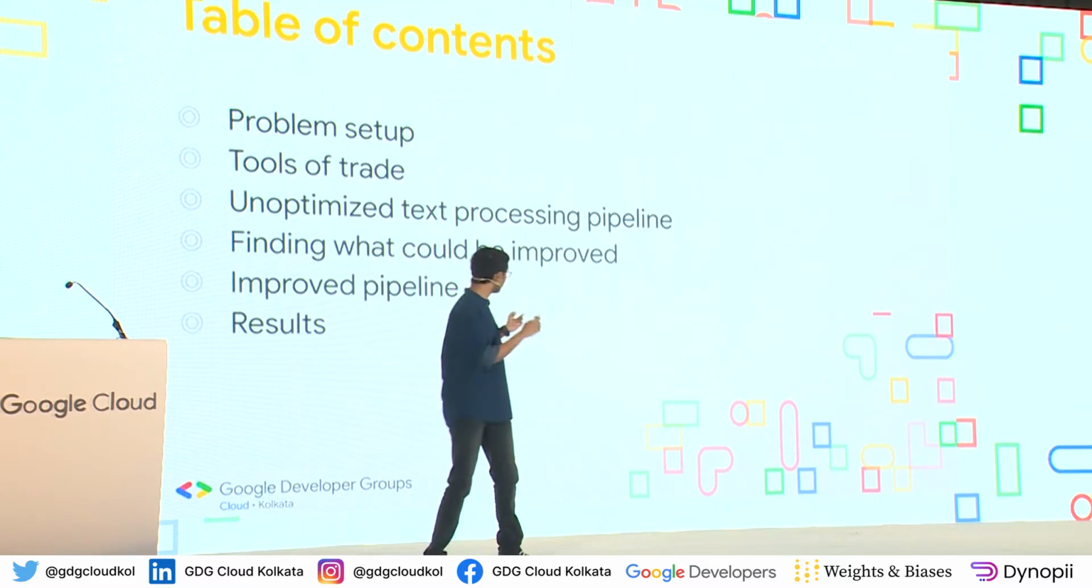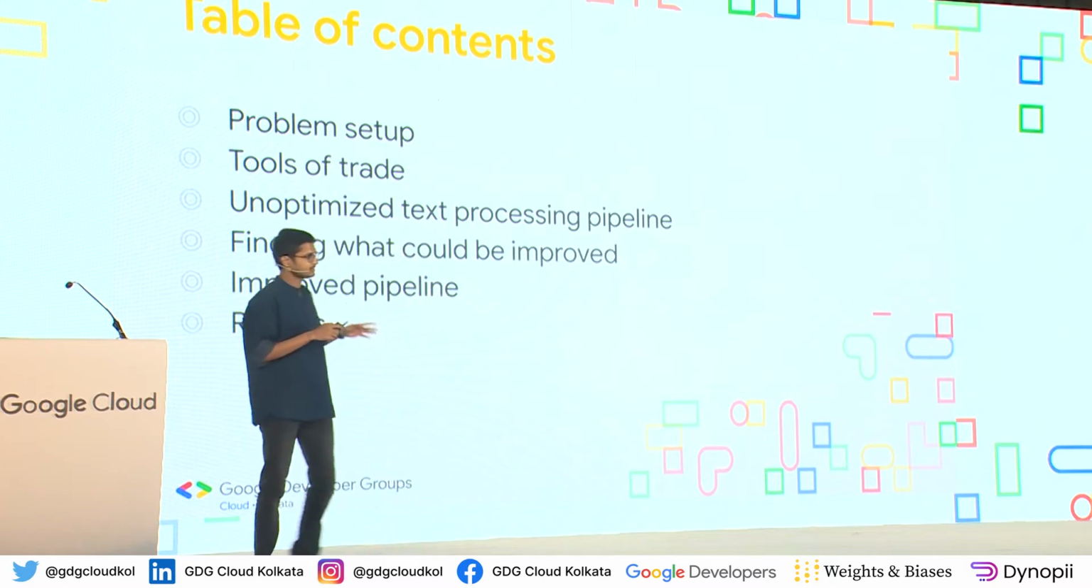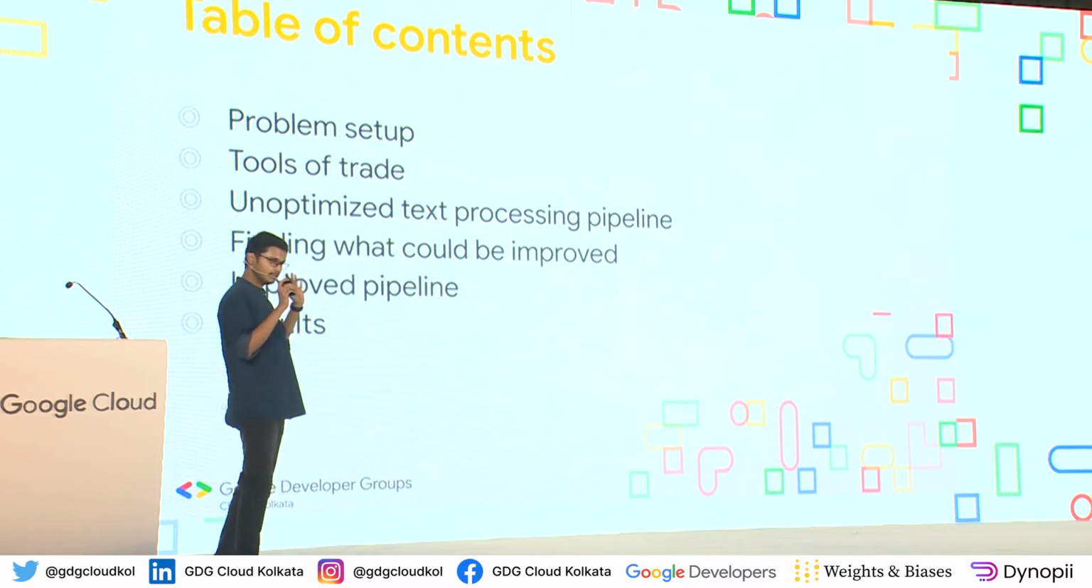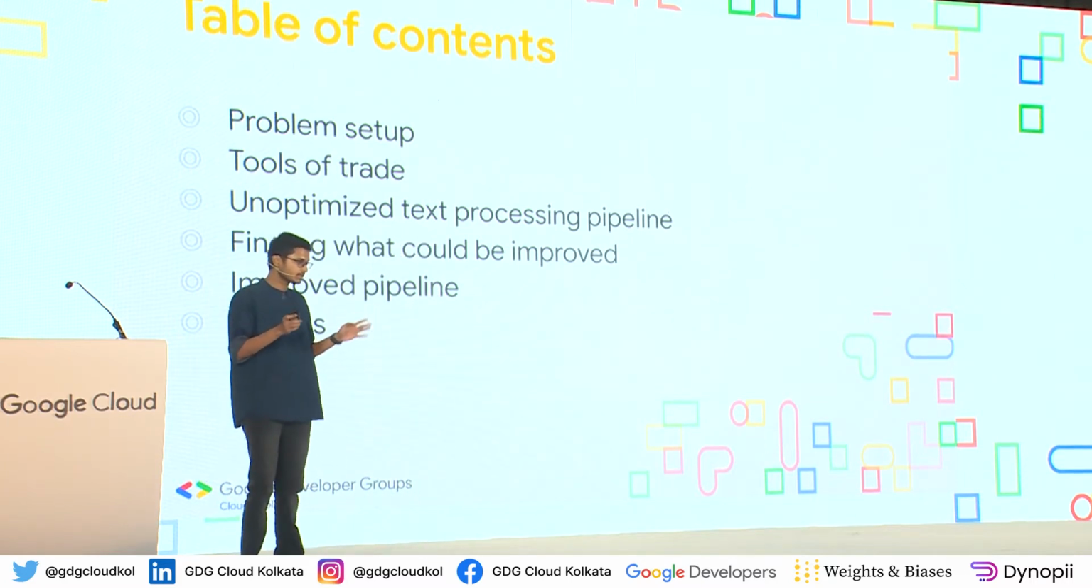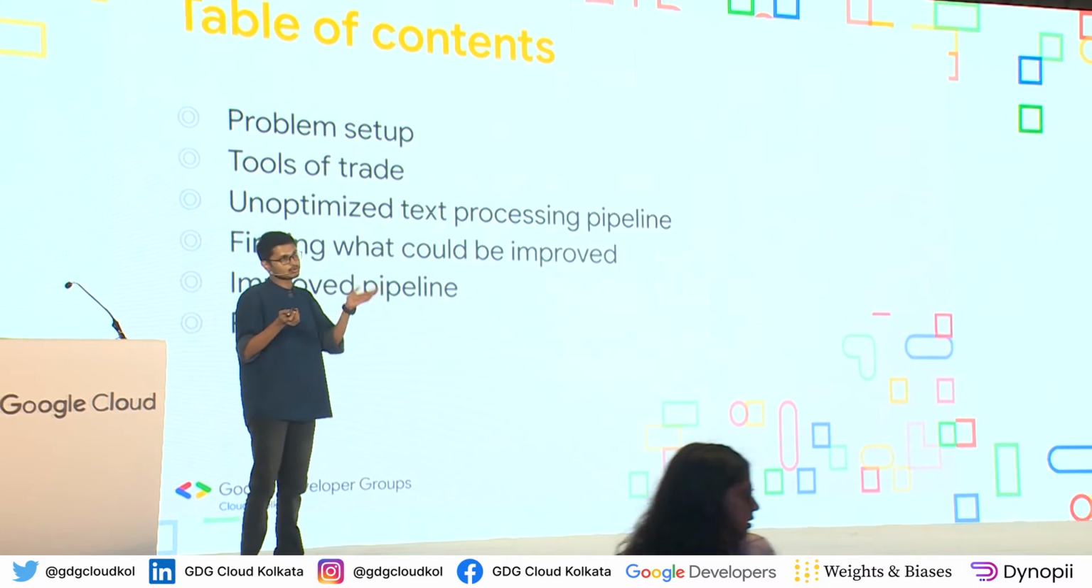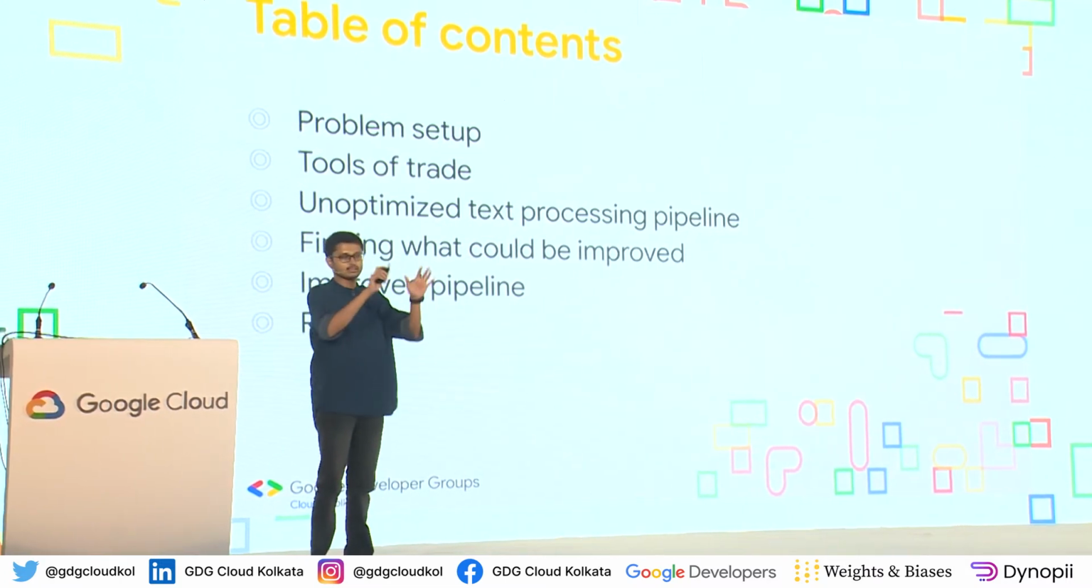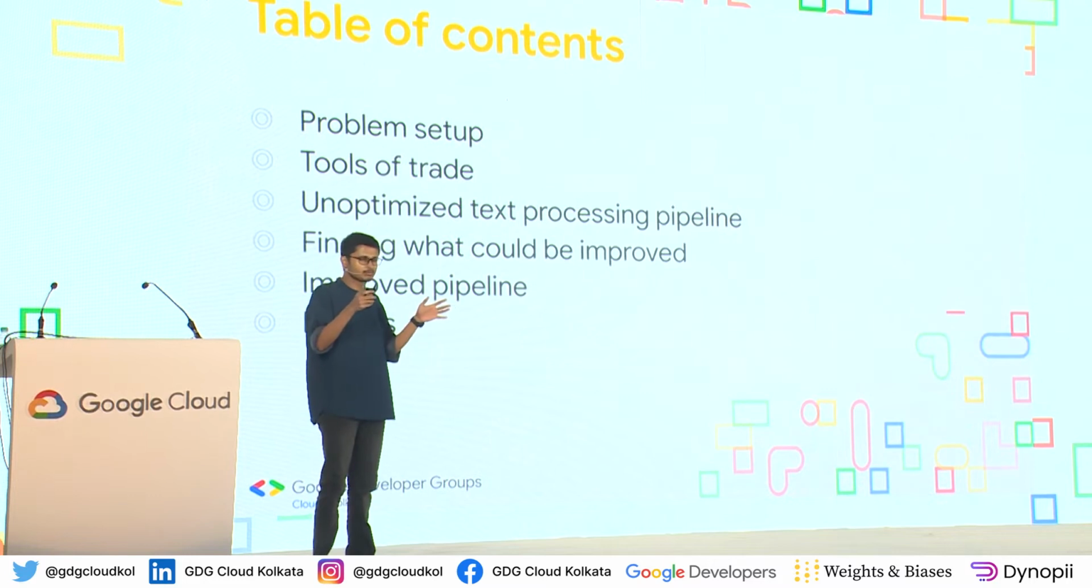Okay, this is how we are gonna do this. We are gonna first walk through the problem statement, then all the tools that we will be using, then I'll be walking you through the unoptimized pipeline and the things that could have been improved in the unoptimized pipeline. And then, of course, I'll be sharing recipes by which you could optimize your data pre-processing pipelines. And of course, I'm a numbers guy, then we will get to the results.